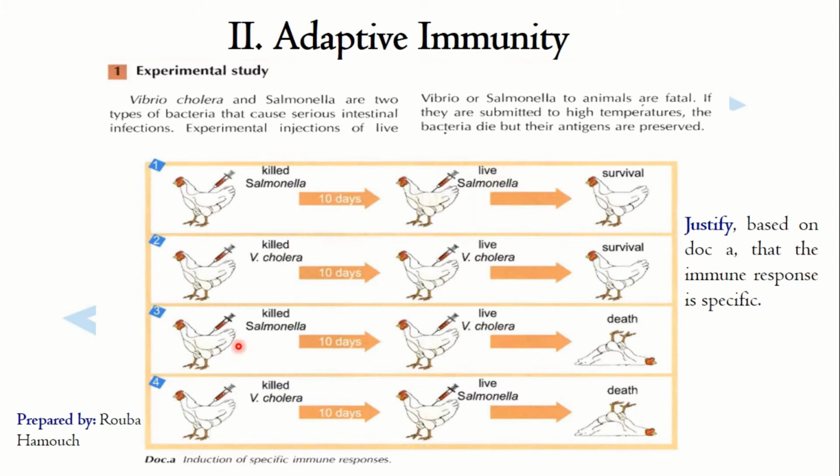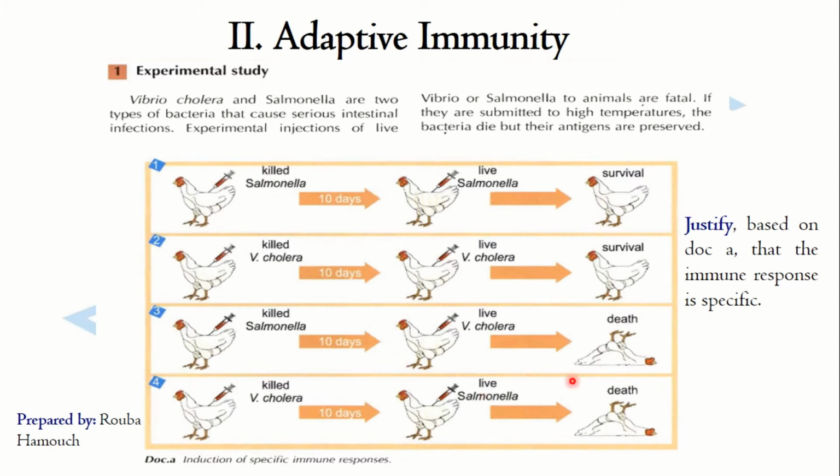Whereas if the chicken was injected with the live Vibrio cholera after the injection of the killed Salmonella, this chicken dies. This means that the killed Salmonella gives an immunity to the chicken against the same bacterium and not against Vibrio cholera. Similarly, the killed Vibrio cholera gives a resistance or an immunity to the chicken against the live Vibrio cholera and not against the live Salmonella.